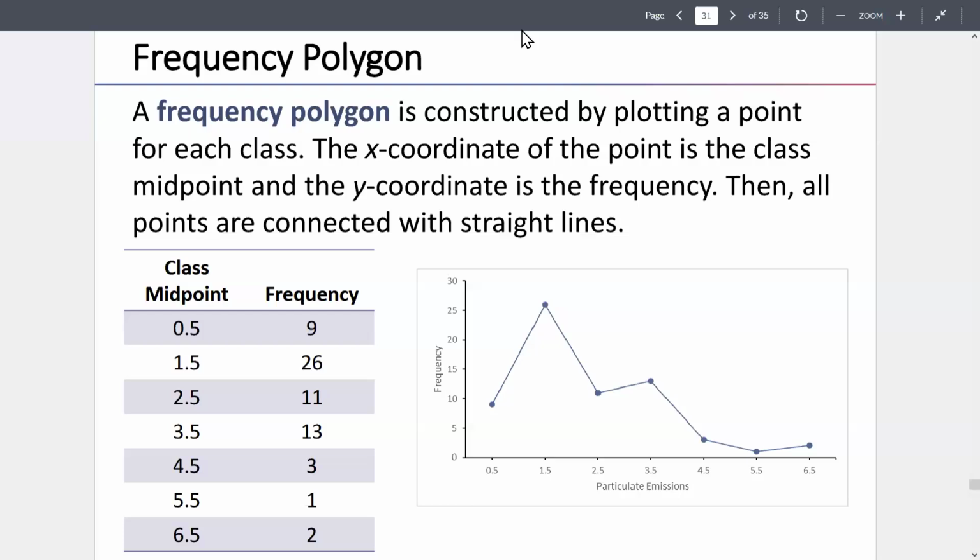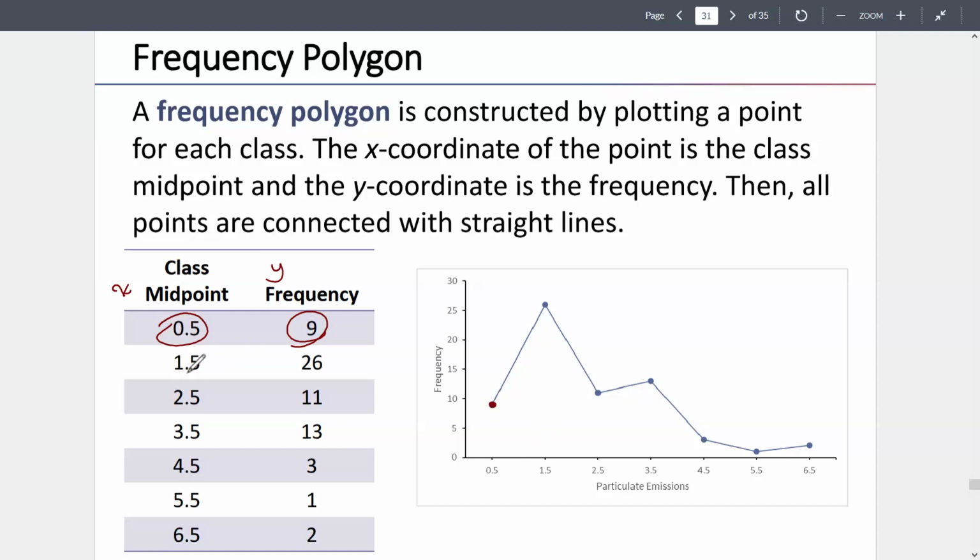Certain kinds of graphs, like the frequency polygon, would definitely use your class midpoints because we're just trying to represent this whole class as one point. We're not looking at a range of values for that point, like we were doing with the histogram, where between 0 and 1 we construct that bar. This one, we just want one point. So this is like making a scatter plot. You think of this as your X and this as your Y. So you use that midpoint between the 0 and 1, that 0.5, and the frequency is 9, so you graph a point there.